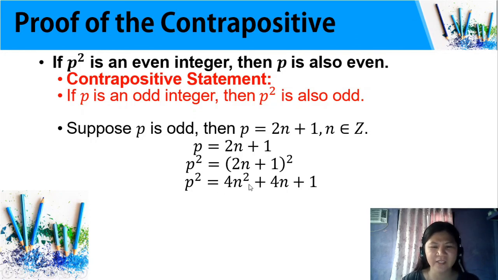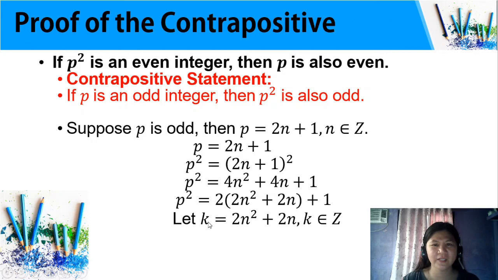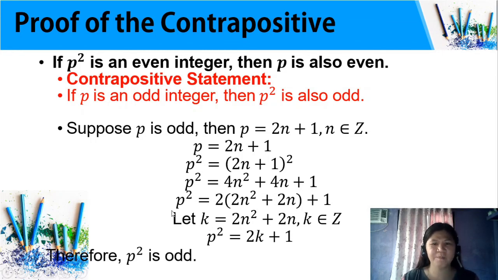Factoring out 2 from 4n squared plus 4n, we'll have 2 times 2n squared plus 2n. But since 1 cannot be factored out, it will remain unchanged. So we let k be equal to 2n squared plus 2n, where k is an element of the integers. Then p squared is equal to 2k plus 1. Therefore, p squared is odd.